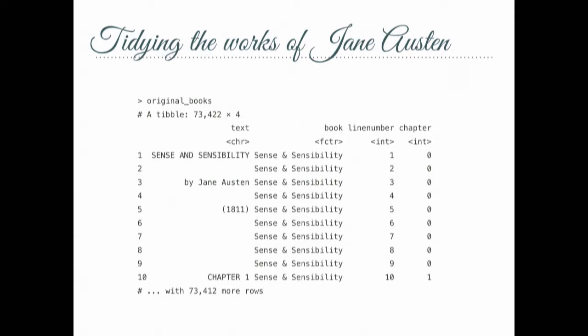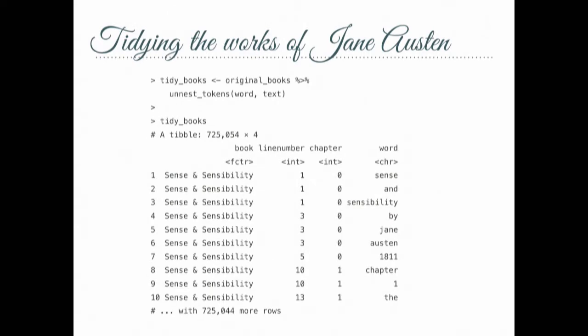Book tells you which of the 6 books that content comes from. And then line number is like the line as if you're reading the book. Chapter, we use a regex pattern to say which chapter we are on. So this is a data frame, but it's not yet a tidy data frame. So let's use unnest_tokens to transform this from a non-tidy data frame to a tidy data frame.